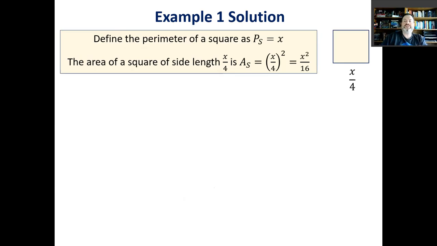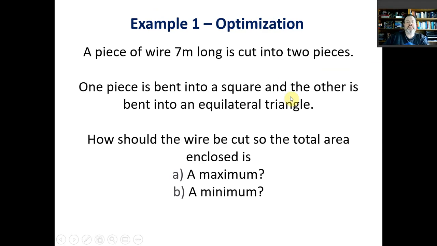So first, let's look at the square. So let's look at the square first here. So we're looking for x, right? So let's go back here and look at the problem again. Look carefully how the problem's stated. How should the wire be cut so the total area enclosed is a maximum, right?